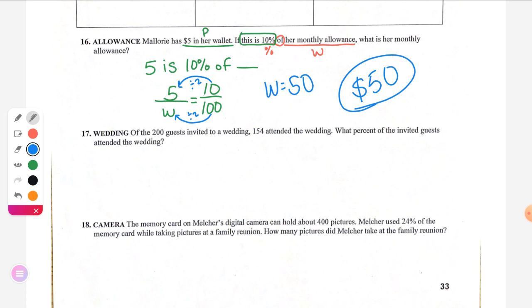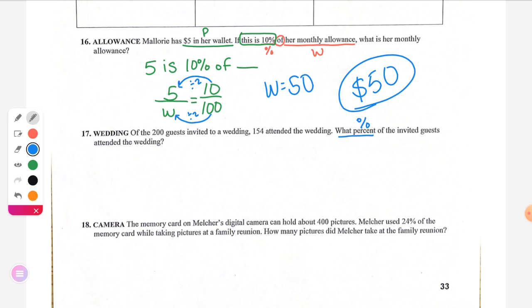Of the 200 guests invited to a wedding, 154 attended the wedding. What percent of the invited guests attended the wedding? What is missing, Bryce? The percent. So we are looking for the percent. Now we have two numbers. Which one's the part, which one's the whole, and why? Ethan? The whole is 200. Why? It says of the 200 guests. So 200 total people were invited.